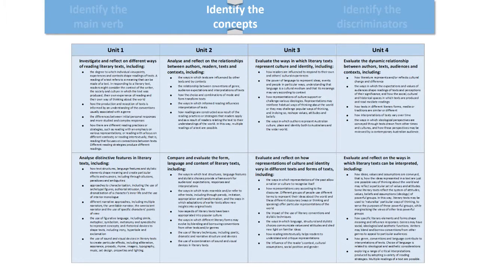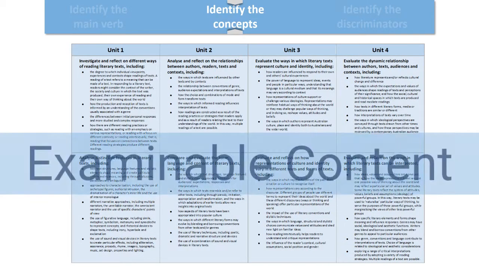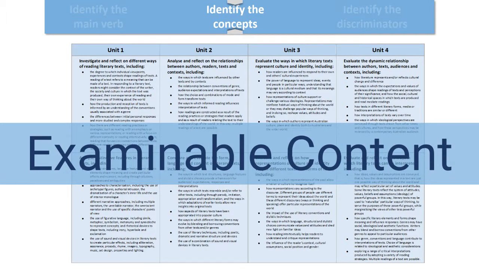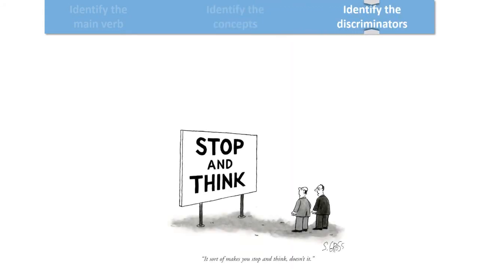And then the next part is to identify the key concepts, the syllabus concepts that you'll see in the question. And here is the unit 1 to 4 syllabus for literature. All of this is examinable content. The year 11, unit 1 and 2 is examinable in year 12. I'm not going to go through all of this content now. That is what your study of literature is for. But the point here is that in the question, you'll need to identify the concept that's being engaged, and then be able to identify the discriminators.